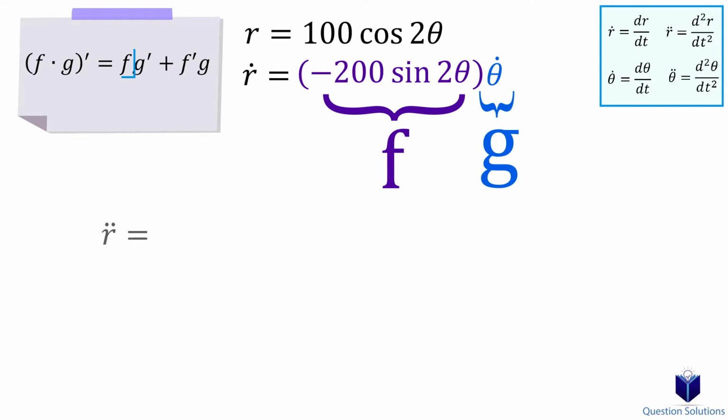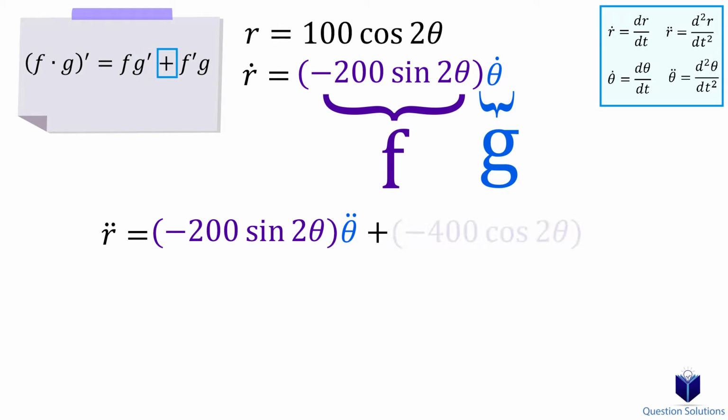So we leave f alone and take the derivative of d theta over dt, which gives us d squared theta over dt squared, which is represented by theta with two dots on top. Then we add the derivative of our first equation, which gives us negative 400 cos 2 theta multiplied by d theta over dt. And then we multiply it by the g equation which we left alone.